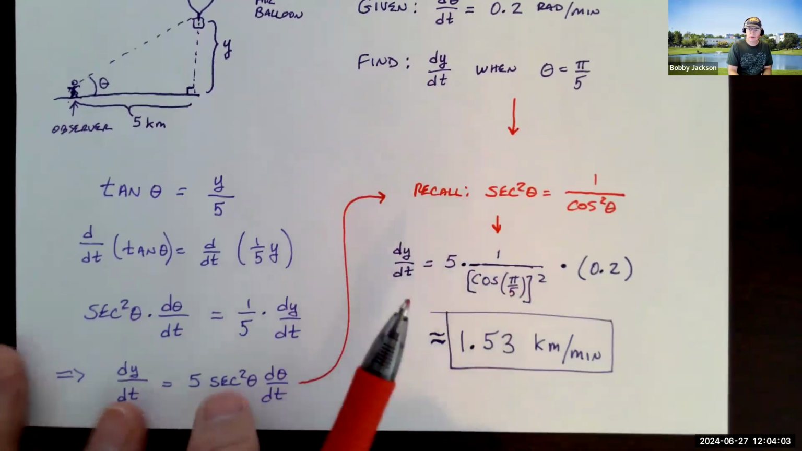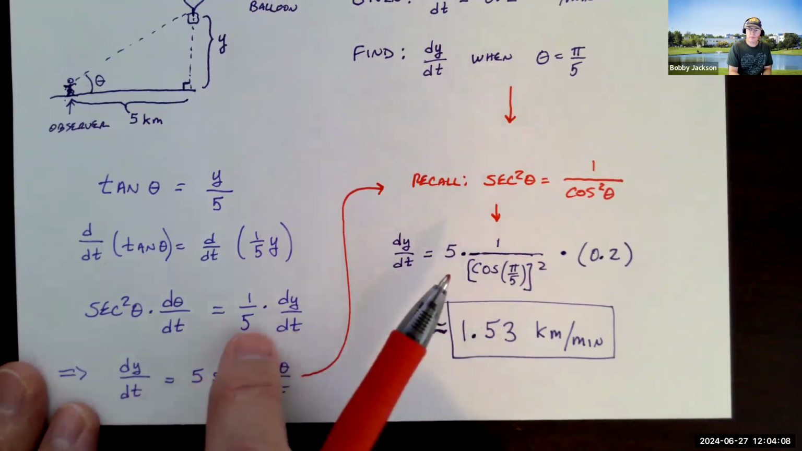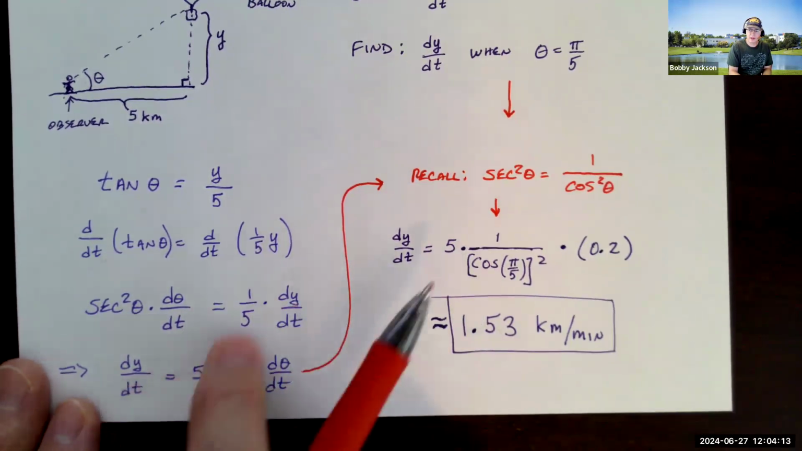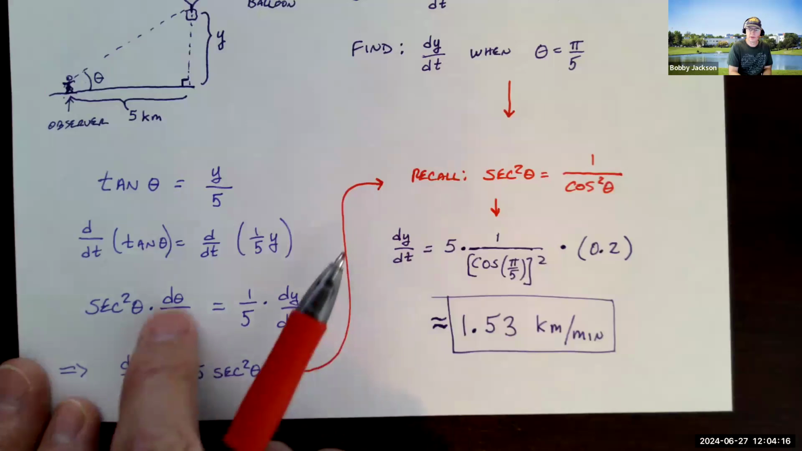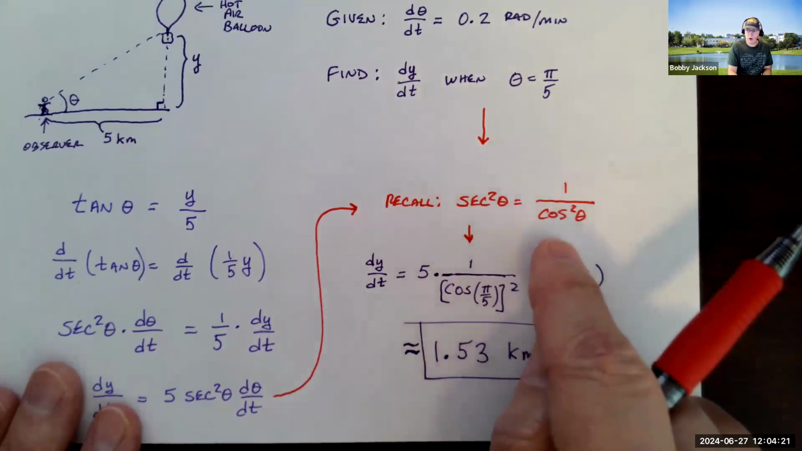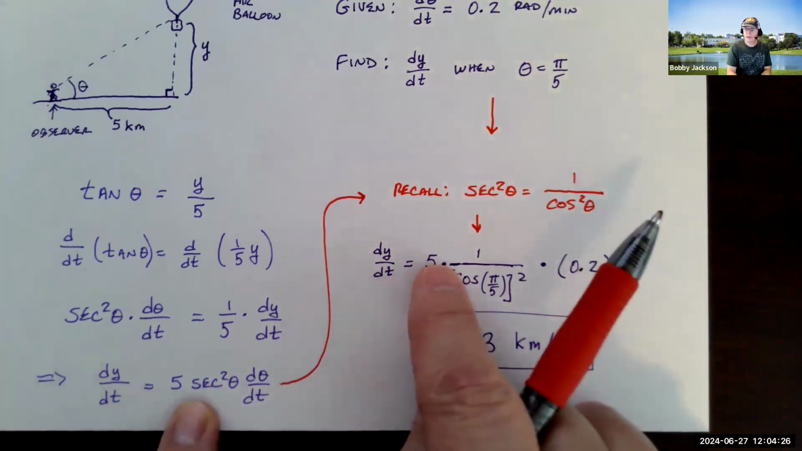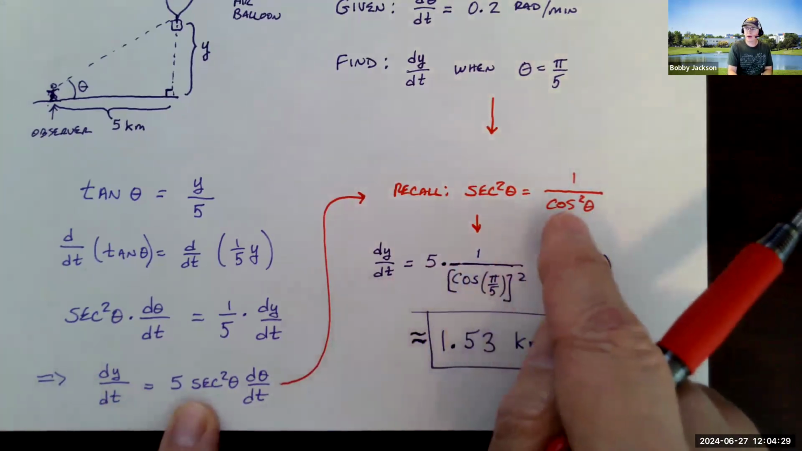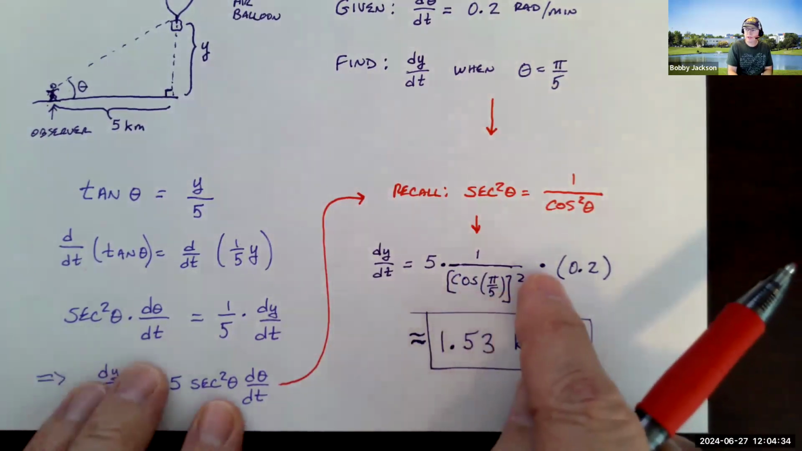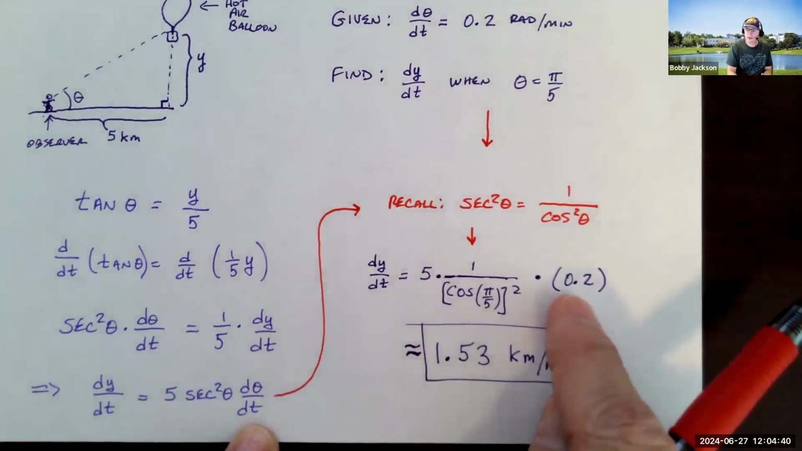All right, I'm going to clean this up a little bit. I'm going to solve for dy/dt by multiplying both sides by 5. And I've swapped sides here and done that. So dy/dt is 5 times secant squared theta times d theta/dt. Okay. And then just recall secant squared theta is 1 over cosine squared theta. And so I can now evaluate dy/dt is 5 times 1 divided by cosine, I want to find it when theta is pi over 5. So cosine of pi over 5, quantity squared, times d theta/dt, which we're told is 0.2 radians per minute.